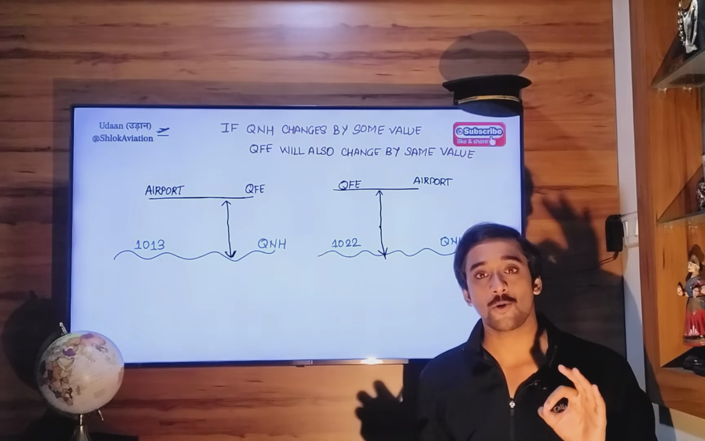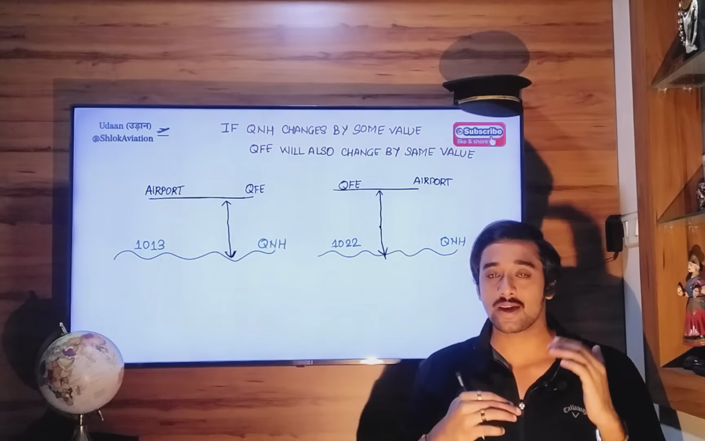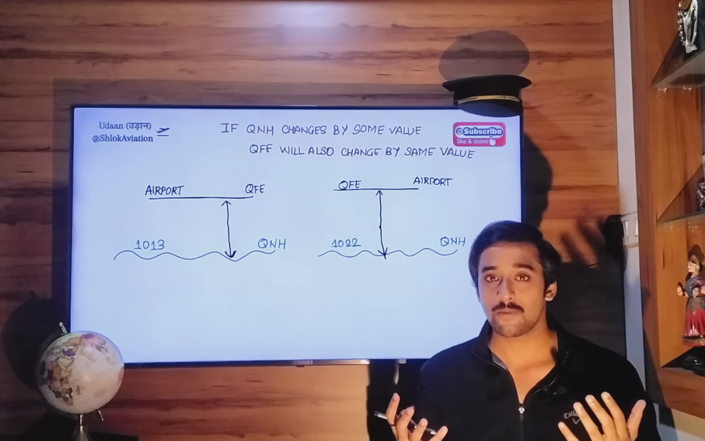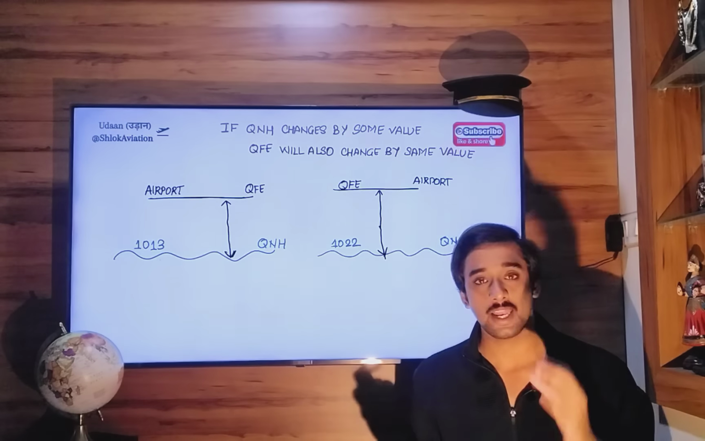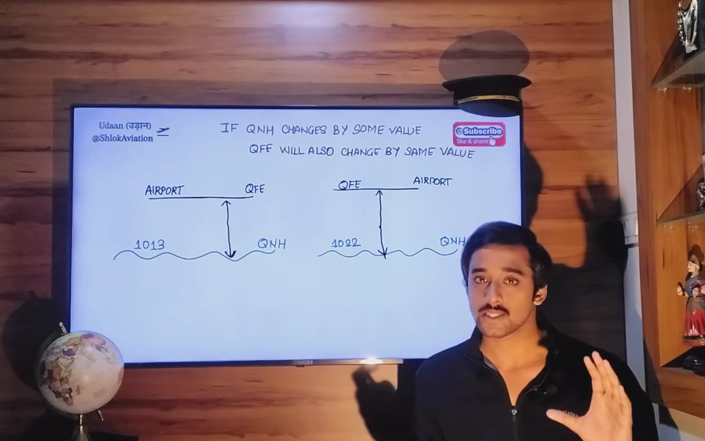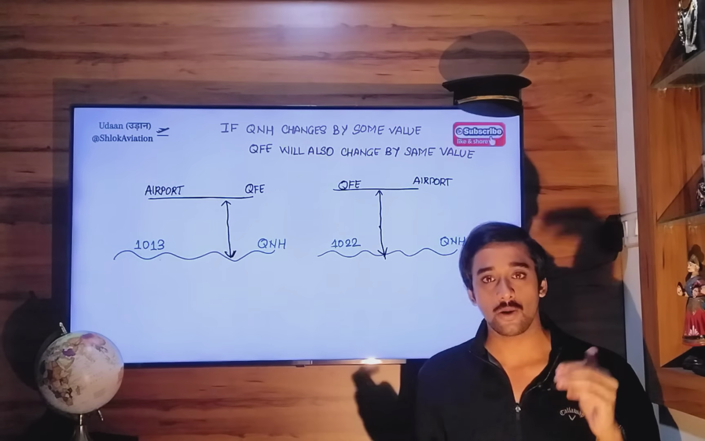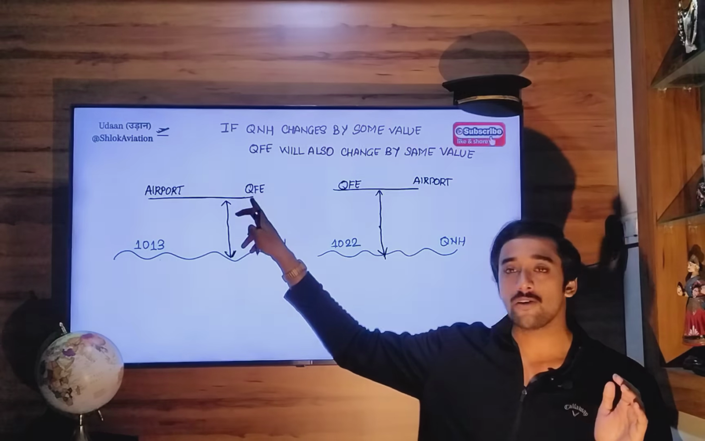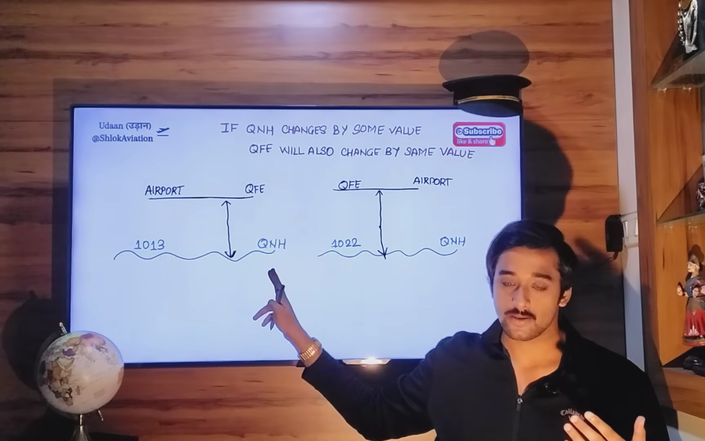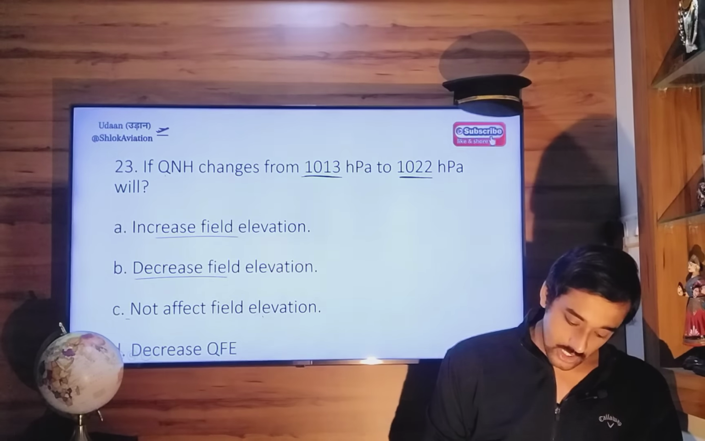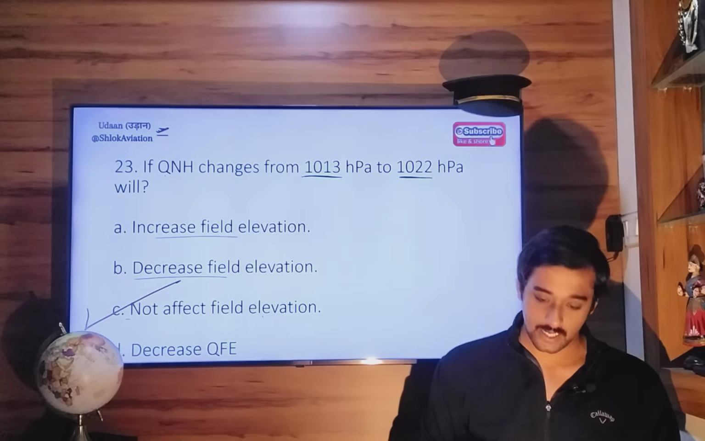The elevation of an airport only changes when there is an earthquake, movement of tectonic plates and all that. But just the change in pressure will not change the elevation. Elevation of the airport will remain fixed. Pressure changes, so therefore QNH changes. Along with it, QFE will also change. If QFE changes, QNH will also change with it. So the elevation of the airport will not be affected.